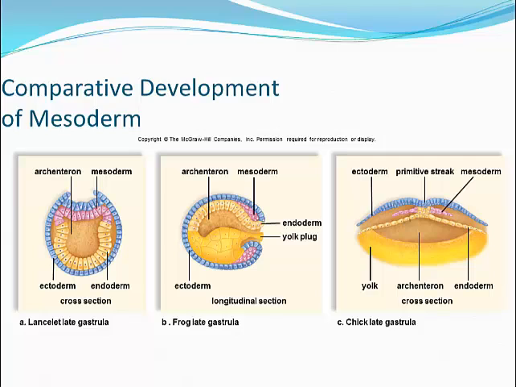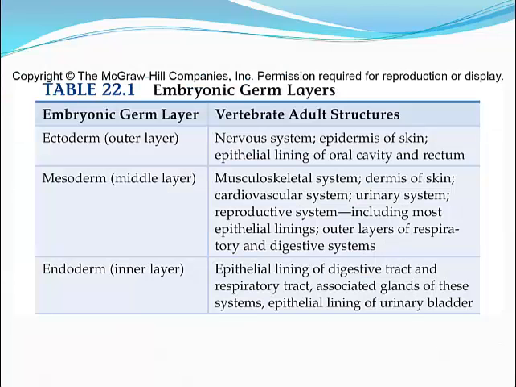This picture compares a lancelet, which was a fish, in picture A, with a frog in letter B, and a chick in picture C. All three are in the late gastrula stage. You can see the endoderm, ectoderm, and mesoderm. Table 22.1 in the book discusses the embryonic germ layers and what they become.